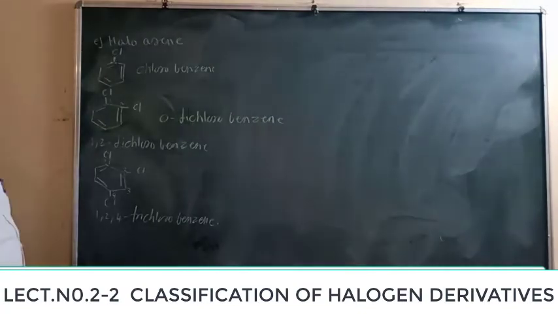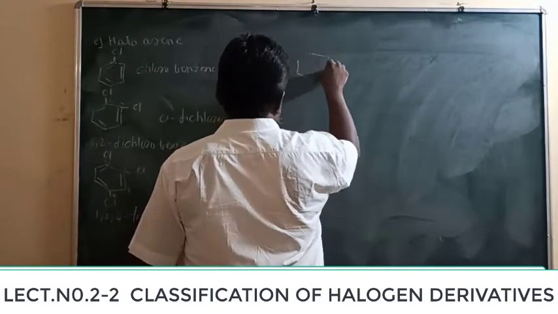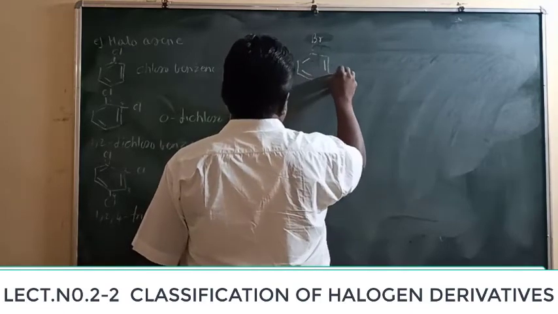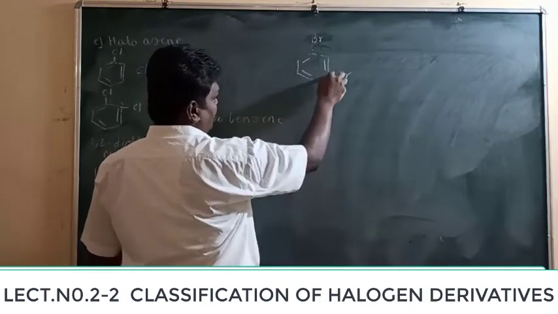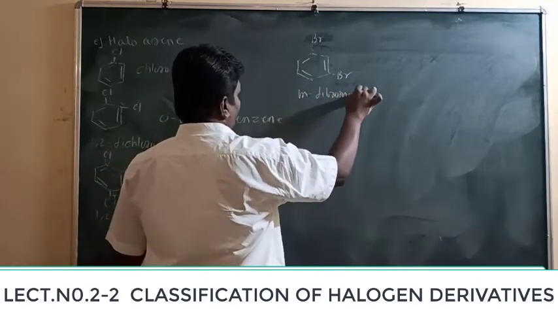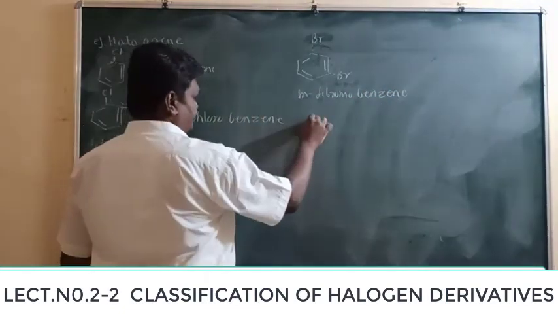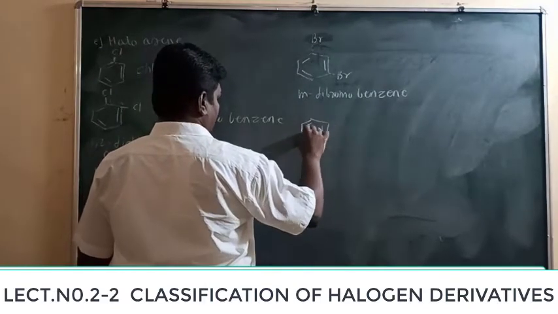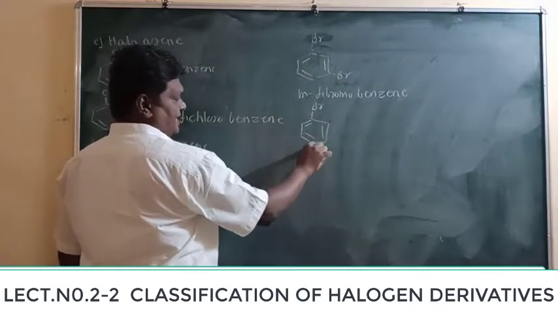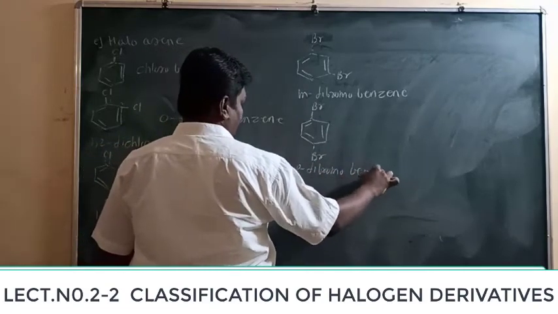Similar way you can write many compounds. If you want to write more examples, if you write a bromine, this is called as ortho. This is called as meta dibromobenzene. Para position. This is called ortho, meta and para. So this is para dibromobenzene.